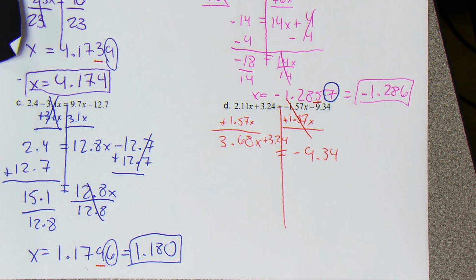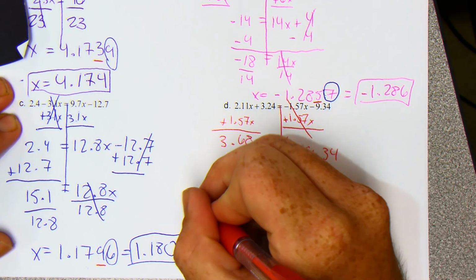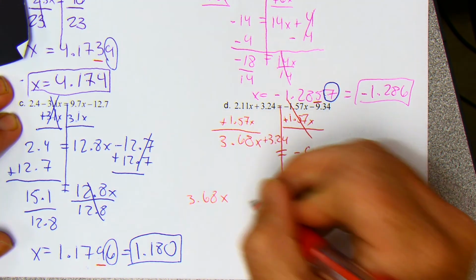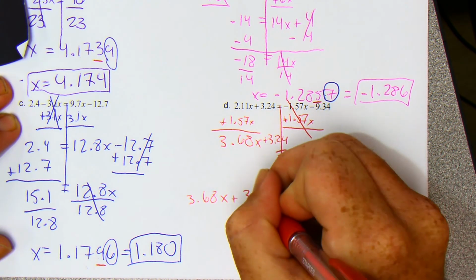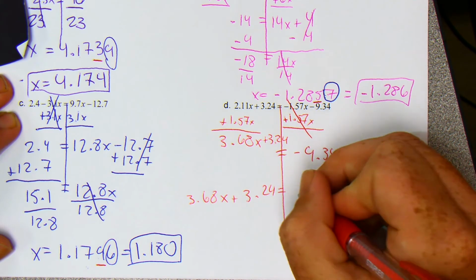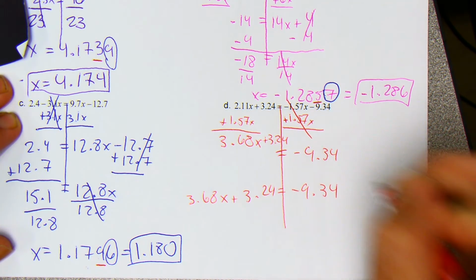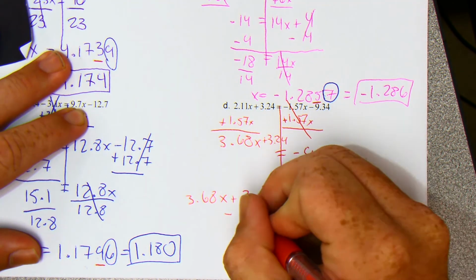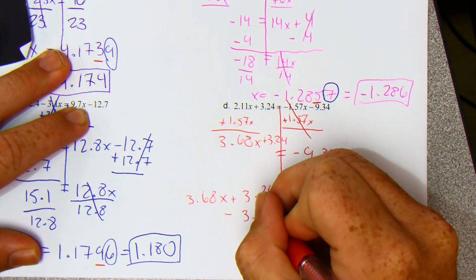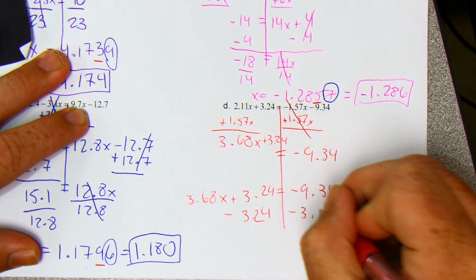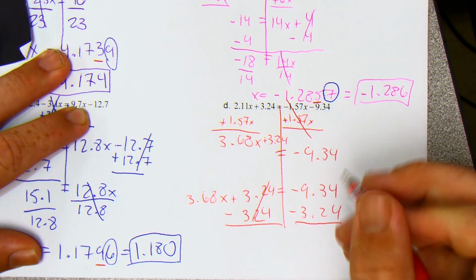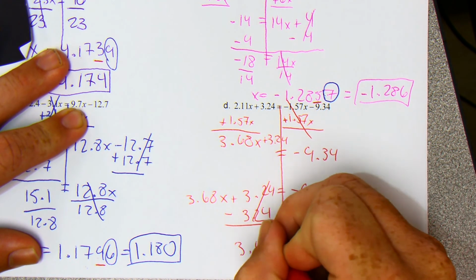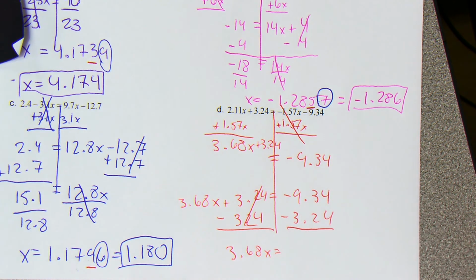I'm sorry, this got a little messy, so I'm just going to go ahead and write it down here. I have 3.68x plus 3.24 equals negative 9.34. Now I want to move what's not attached, which is this plus 3.24. So I need to do a minus 3.24. So those cancel out. I'm left with 3.68x equals negative 9.34 minus 3.24.